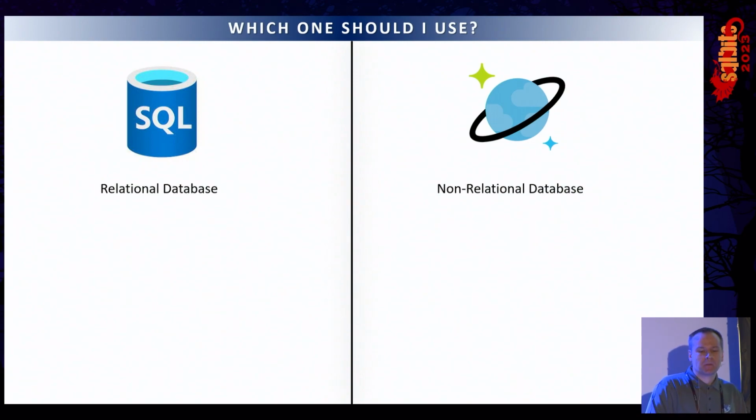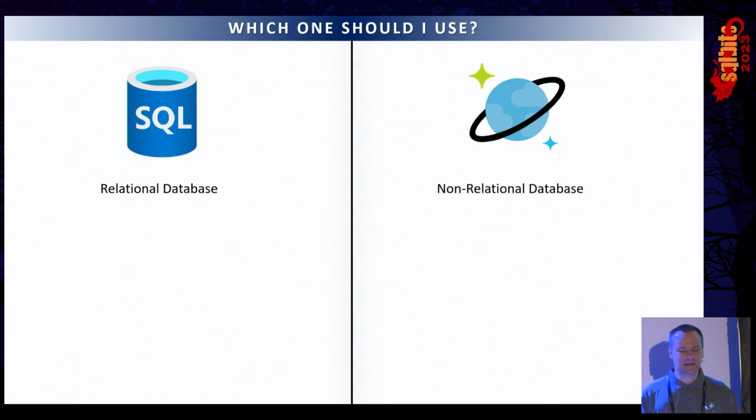Now, I guess the biggest question is, which one should I pick? As I said before, it's not easy to answer. It kind of depends on what your requirements are. But when we compare them, it's not really this easy anymore. If it's a relational database, pick SQL Server. If it's non-relational, pick Cosmos DB.